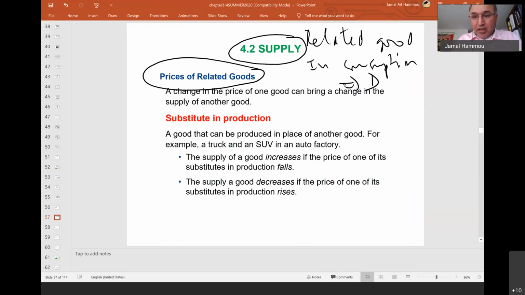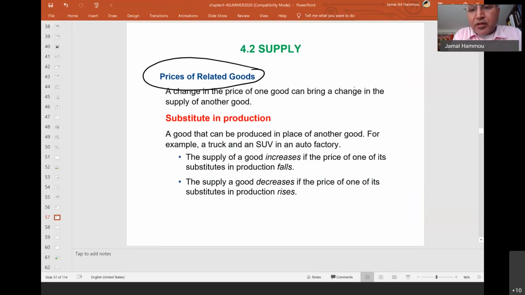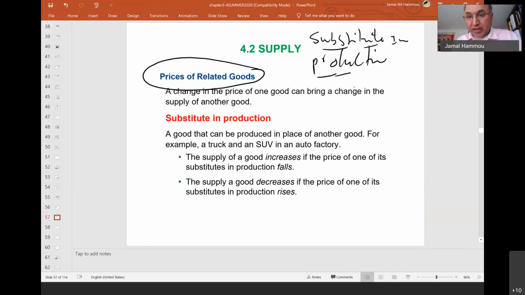When we're talking about related goods in production, they can be substitutes in production. What does that mean? It means I can produce one good or the other. So remember, we're talking about production. In consumption, we say we can consume one or the other. In production, we say we produce one or the other. Or they are complements in production, meaning they are produced together. We cannot produce one without producing the other. So substitute goods in production versus substitute goods in consumption.